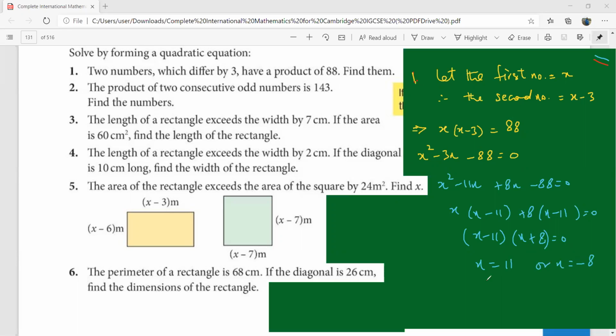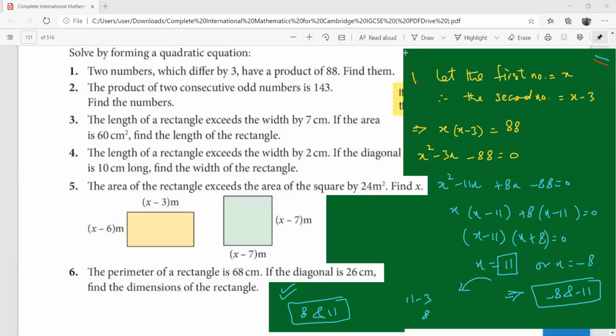So this means if this is your first number, then your second number can definitely be 11 minus 3, which is 8. Okay, so your answer can be 8 and 11. Similarly, if you keep this as minus 8, the second number can be minus 11. So this can even be minus 8 and minus 11. Okay, so both are the correct answers. If there was a condition that two positive numbers differ by 3, then this was the only answer. And if it had said that two negative numbers differ by 3, then this could be the only answer in that case. Okay, so let's go on to the second question.